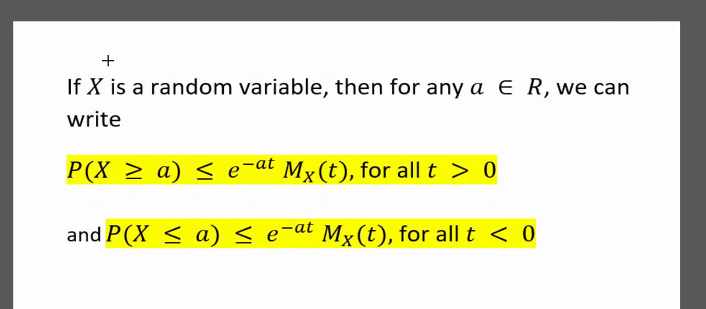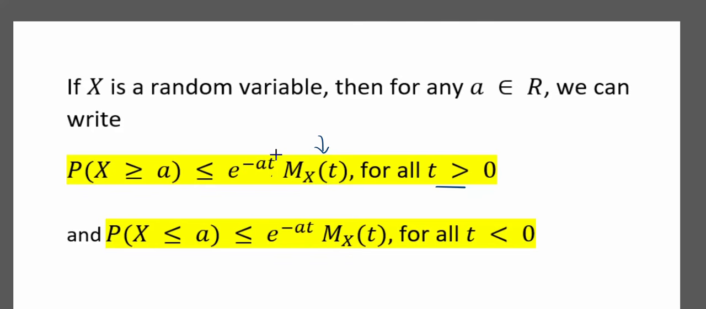Now we will get into the definition. If X is a random variable, then for any a belonging to the real numbers, we can write probability of X greater than or equal to a to be less than or equal to e to the power of minus at into M_X(t) for t greater than 0. So for positive values of t, X greater than or equal to a will be less than or equal to e power minus at into M_X(t). This M_X(t) is nothing but our moment generating function.